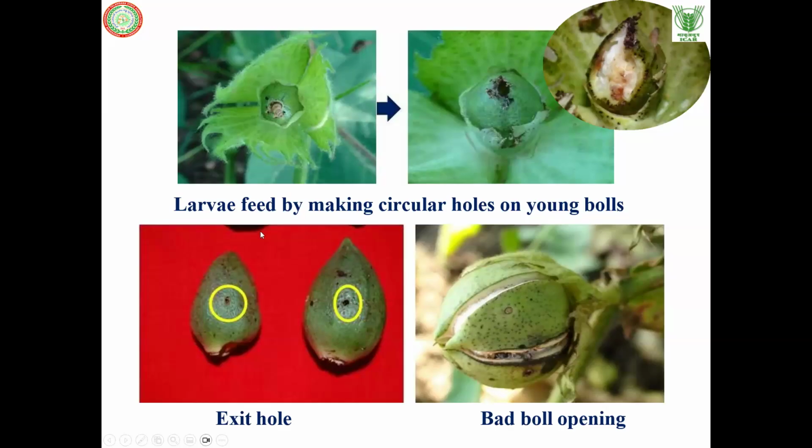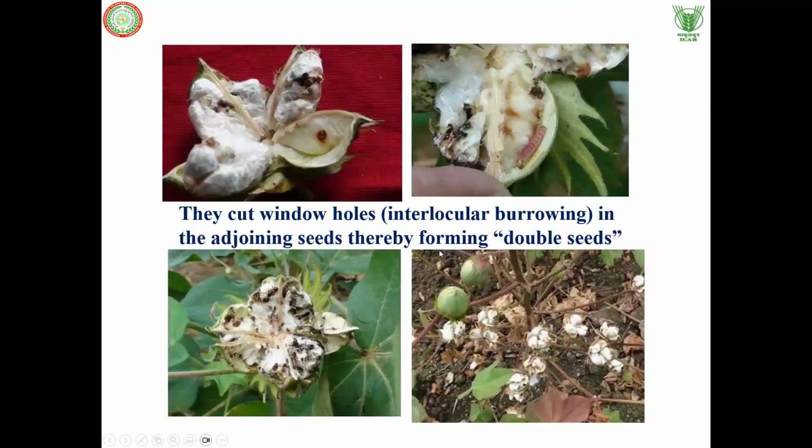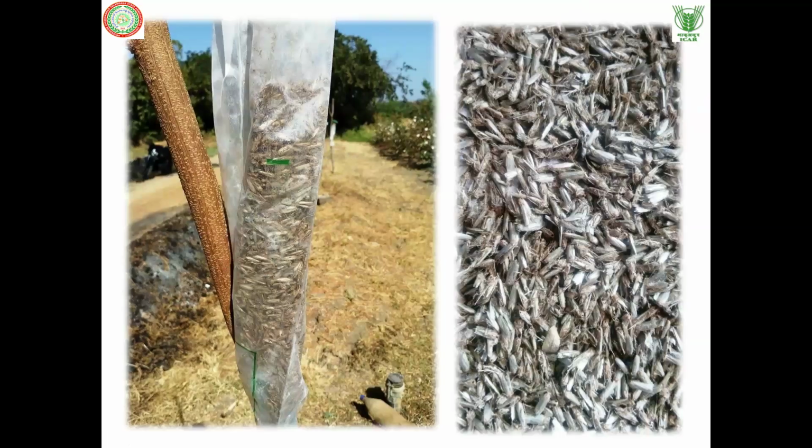Because of the attack of this bollworm, one symptom I said is the rosette flower, and one more symptom is bad boll opening. And there is double seed formation. Double seed formation means it feeds on the interlocular space, from one locule to another locule, and in this way the seeds congregate together, which leads to the formation of two seeds. Moreover, because of the attack of the pink bollworm, the seeds and everything get completely damaged. And by this, I come to the IPM practices, especially for the management of these bollworms.